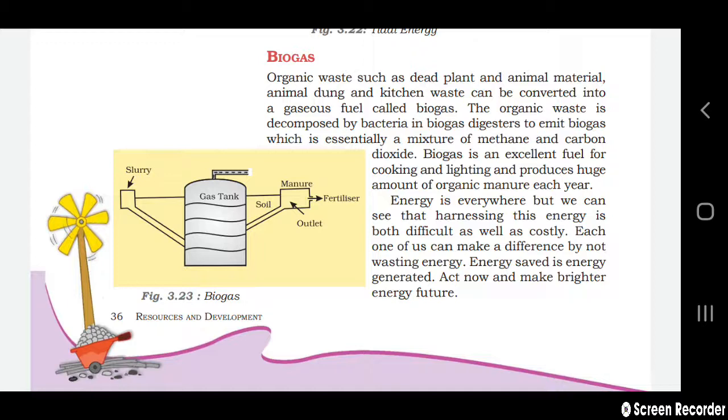Energy is everywhere, but we can see that harnessing this energy is both difficult and costly. Each one of us can make a difference by not wasting energy. Energy saved is energy generated. So act now and make a brighter energy future.